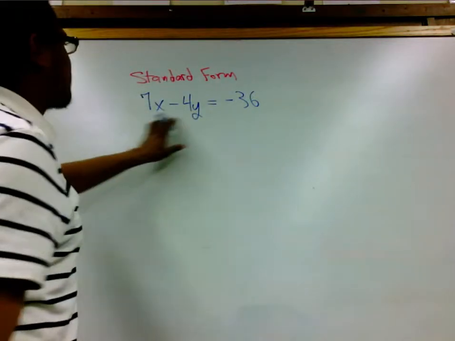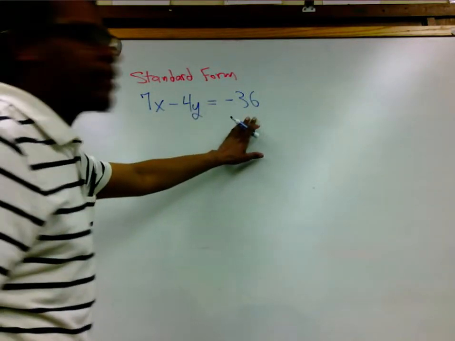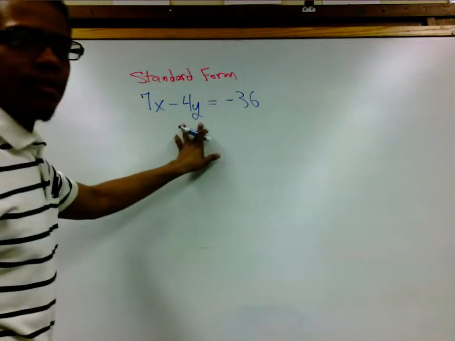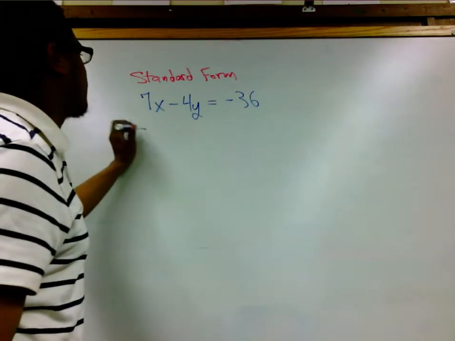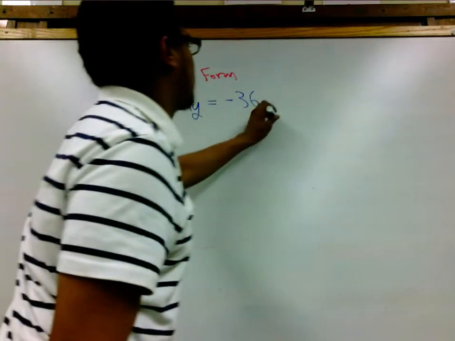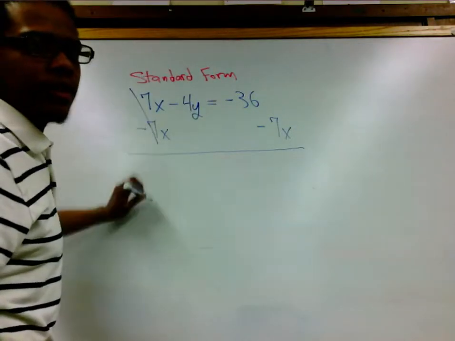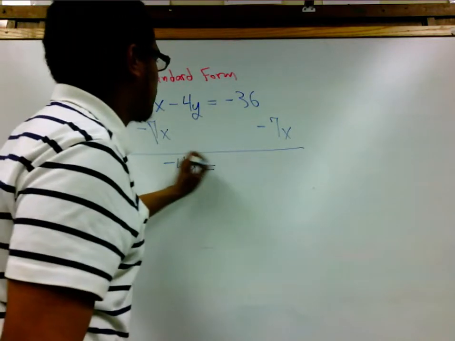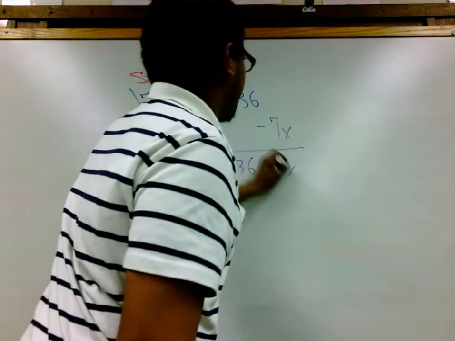I have 7x minus 4y on the left side, negative 36 on the right side. So I'm going to get rid of that 7x to get my negative 4y by itself. So how do I get rid of this 7x? Subtract 7x from both sides, minus 7x. Now my 7x's cancel out over here. I'm left with negative 4y equals negative 36 minus 7x.